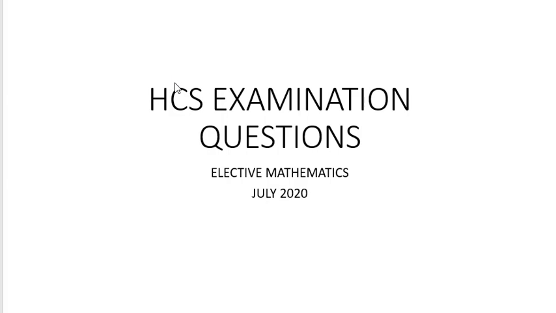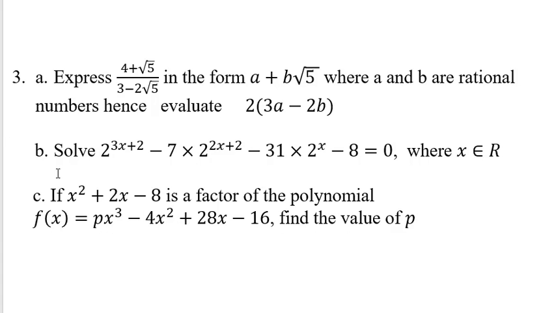Today on the HCS examination questions, we will try solving question 3 of the elective mathematics theory paper. For question 3, A states: express (4 plus square root 5) all over (3 minus 2 root 5) in the form a plus b root 5, where a and b are rational numbers. Hence, evaluate 2(3a minus 2b).